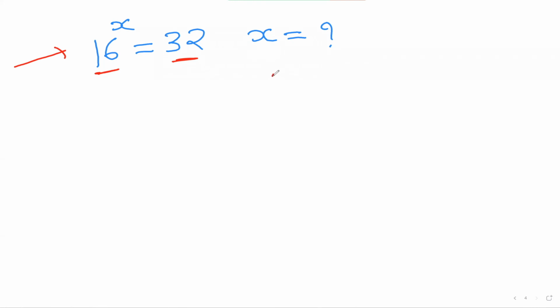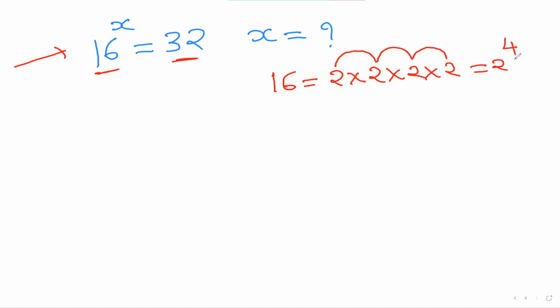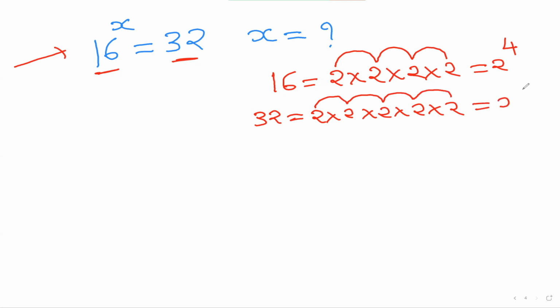So let us say 16, I can write it down as 2 times 2 times 2 times 2 because 2 2s are 4, 4 2s are 8, 8 2s are 16, which is 2 power 4. And 32, I can write down as 2 times 2 times 2 times 2 times 2. Because 2 2s are 4, 4 2s are 8, 8 2s are 16, and 16 2s are 32, which is 2 power 5. We are changing 16 and 32 into the same base, which is 2.